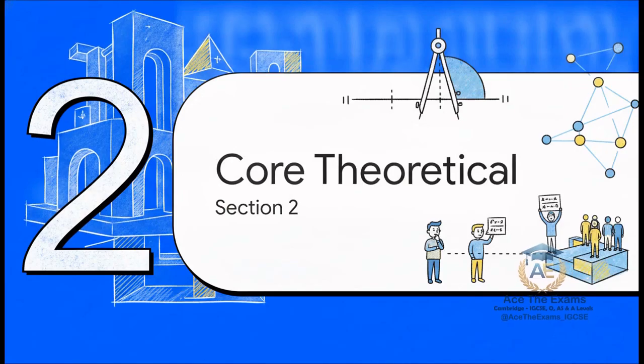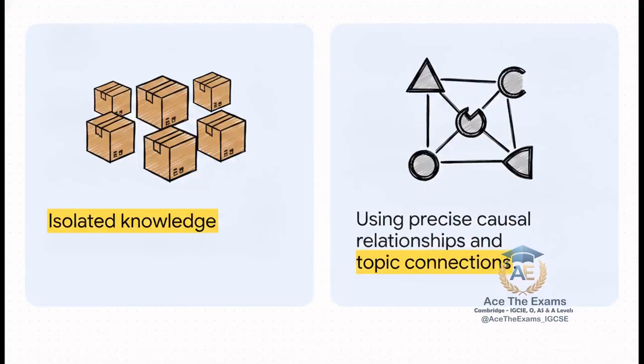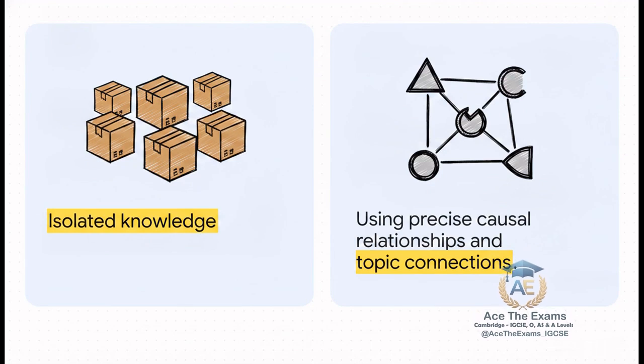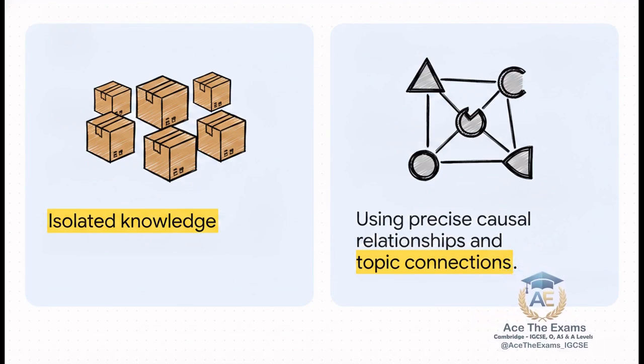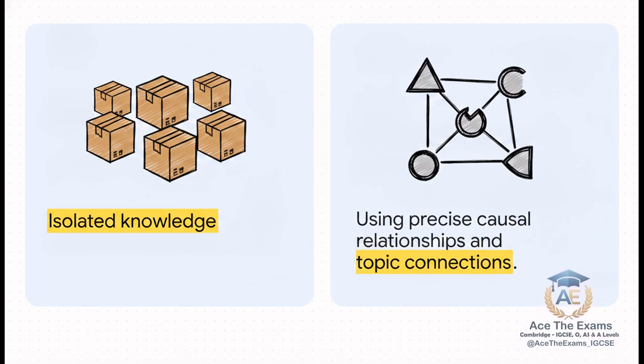Moving right along to Section 2, Core Theoretical Foundations. If you read through the principal examiner's notes, and trust me, I've read them all, they make one thing explicitly clear. The candidates who achieve significantly higher marks are the ones who move away from isolated knowledge and actually demonstrate cross-topic connections. What does that mean?